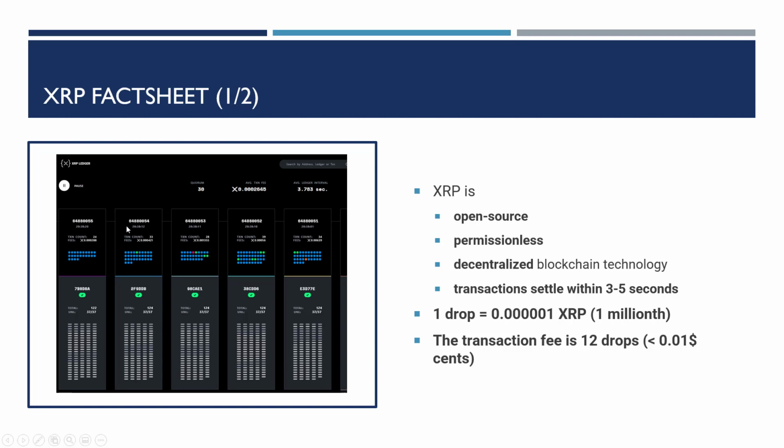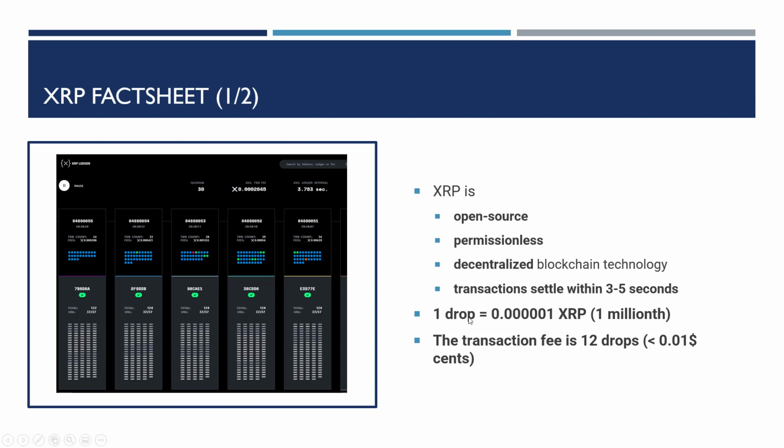So you can see here that the 64,880,054th ledger has been closed, and each ledger consists of multiple transactions. And now there's the best part, or the greatest part about XRP. The transactions settle within 3 to 5 seconds. So it's very fast, and it's also very cheap.